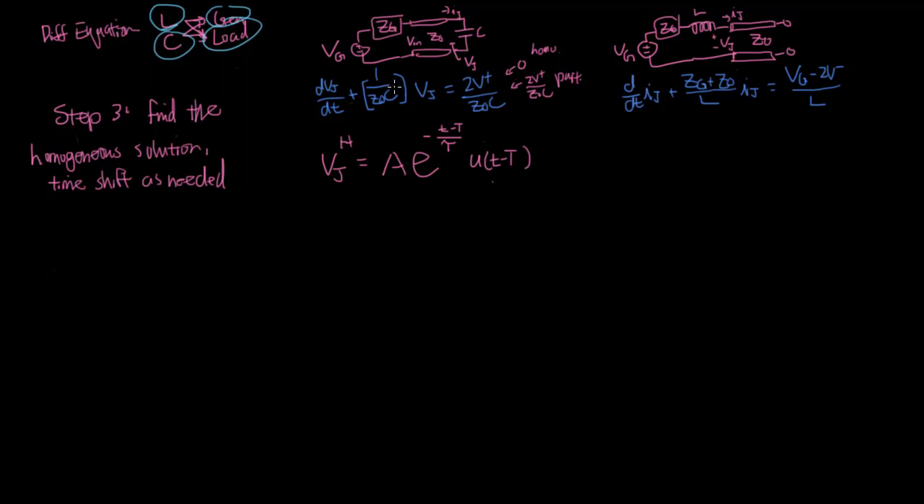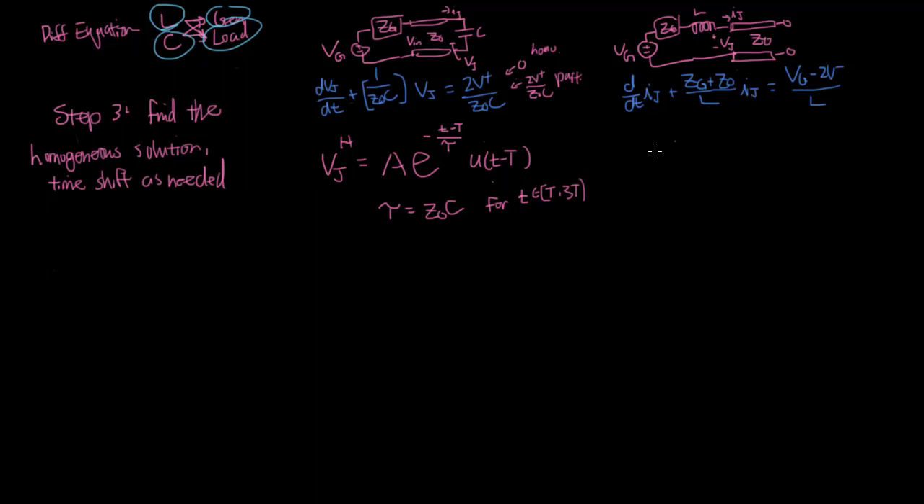If you substitute this into the differential equation, you'll see that you get 0 if tau is equal to RC, so Z naught C. And this will be valid from t going from capital T to right before capital 3T. The reason it's not valid after that is if there's a mismatch here at 3T, you're going to have another reflection come over, and then this equation by itself isn't valid anymore.